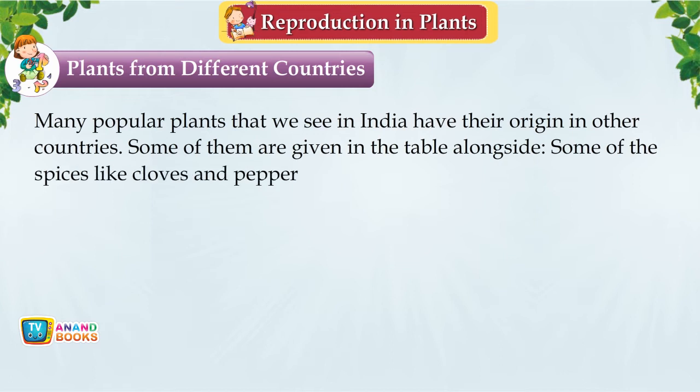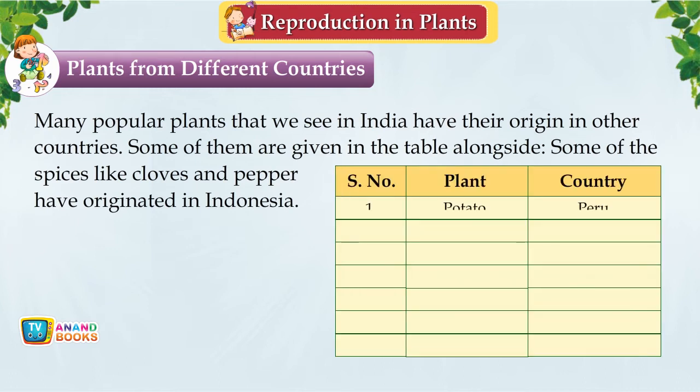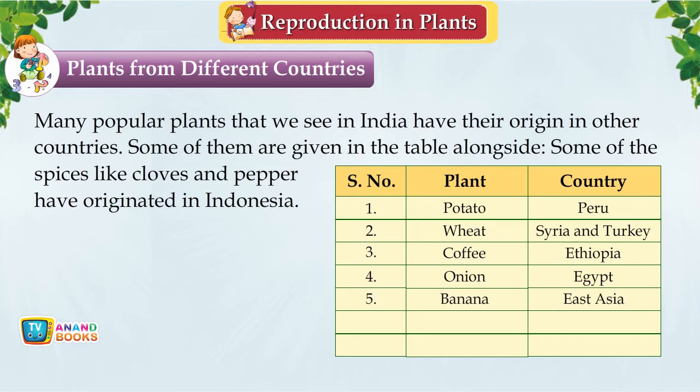Some of the spices like cloves and pepper have originated in Indonesia. Potato, Peru; wheat, Syria and Turkey; coffee, Ethiopia; onion, Egypt; banana, East Asia; mango, East Asia; watermelon, South Africa.